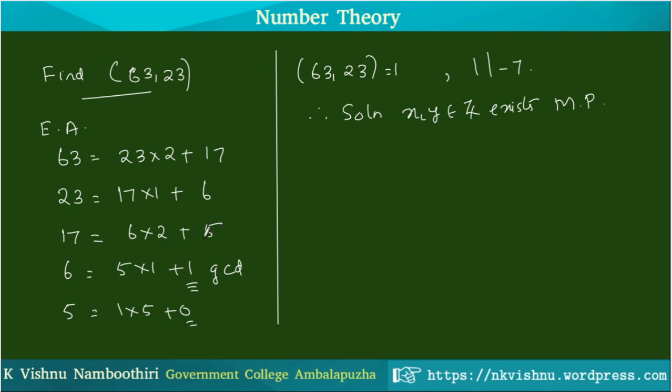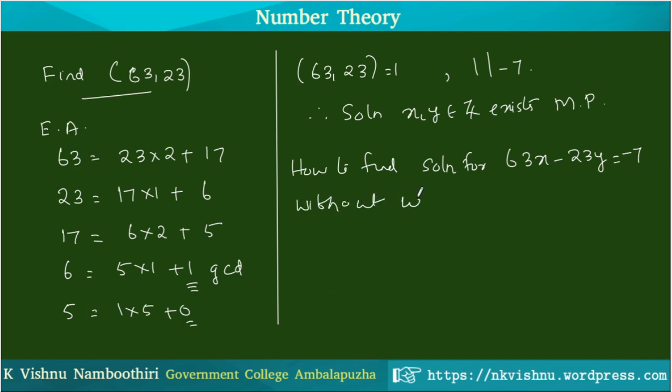Now instead of trial and error, how can we find the solution? That's the question now. How do we find a solution for 63x minus 23y equal to minus 7 without using the dangerous technique of trial and error?